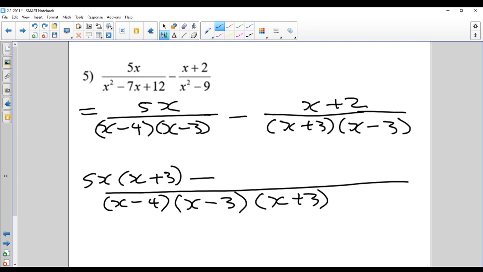Minus, because that's a minus. What do I multiply the x plus 3, x minus 3 by to give me all of this? Yes. The x minus 4. So I have to multiply the x minus 2, x plus 2, sorry, times the x minus 4. That's what we have to do.